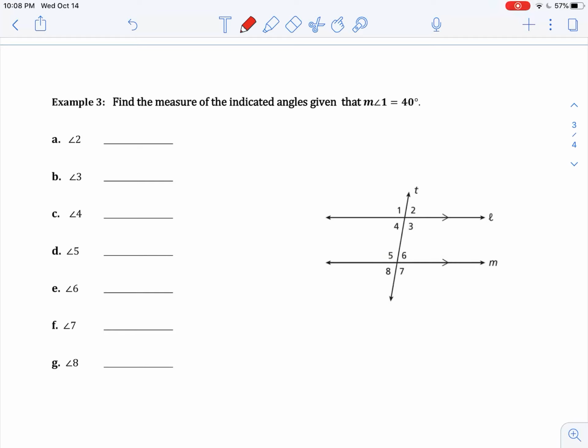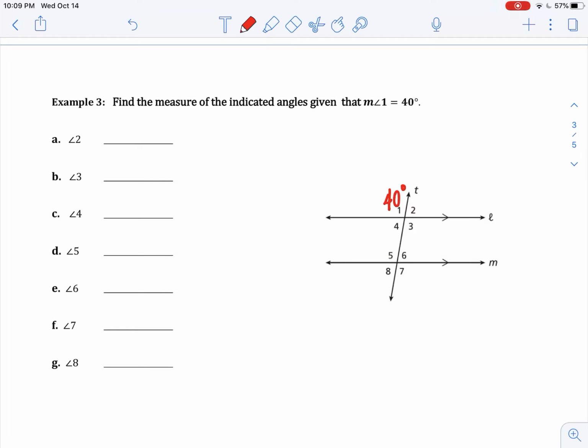So let's see what it's saying. It says find the measure of the indicated angles given that the measure of angle 1 is 40. So they're telling you the measure of angle 1 right here, this is going to be 40 degrees. And they're asking you to calculate 2, 3, 4, 5, 6, 7, and 8. And you might think, oh my goodness, that's going to be a ton of work. But it's not going to be a ton of work. Think about what you know already.